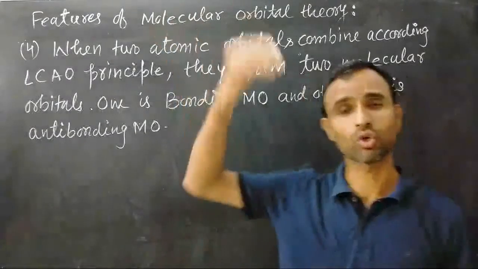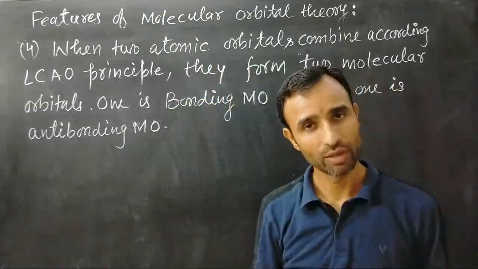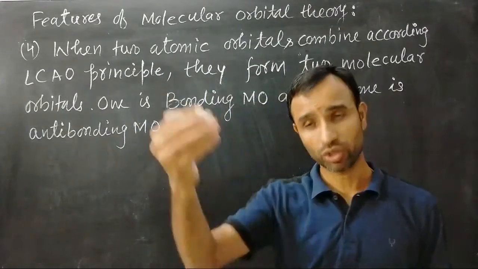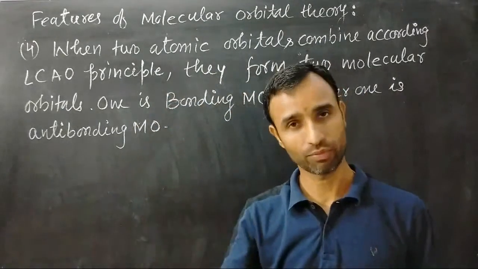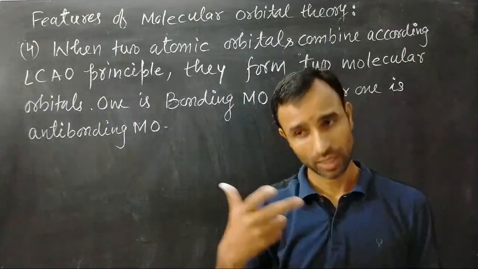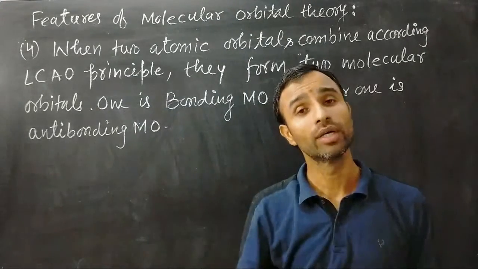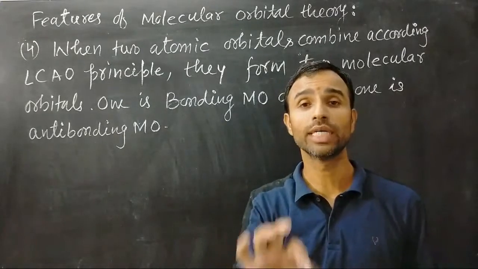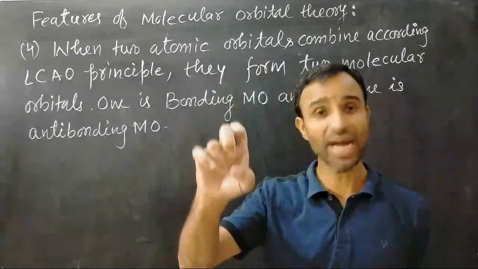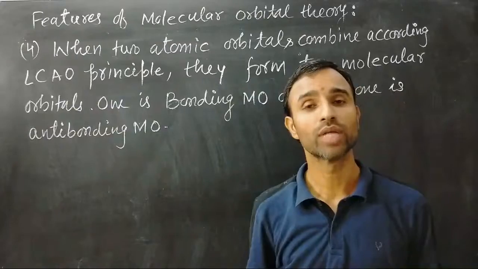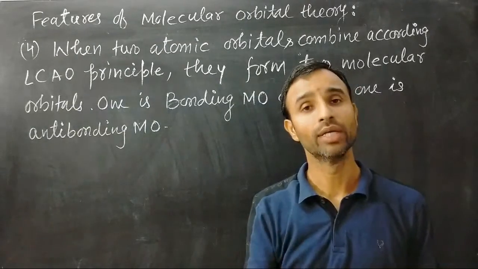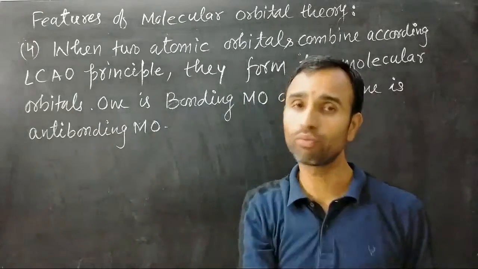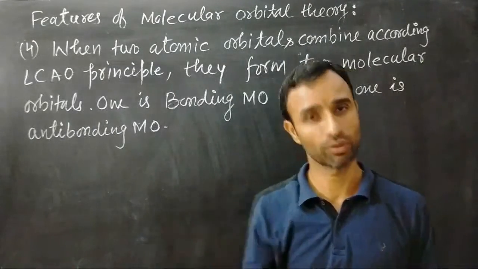When crest is over crest, that is bonding. When crest is over trough, that is anti-bonding. Crest over crest, trough over trough, that is called addition of wave function or constructive interference. Sometimes we use the word interference because waves are combining together. That is constructive interference. If crest is over trough, that is called destructive interference.